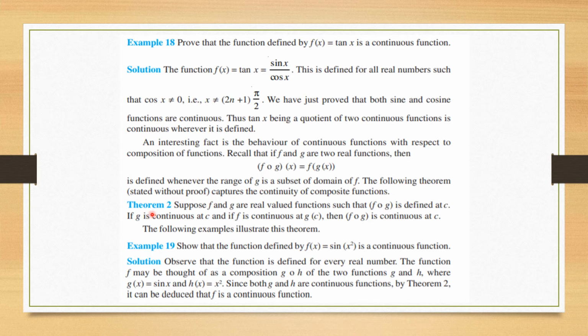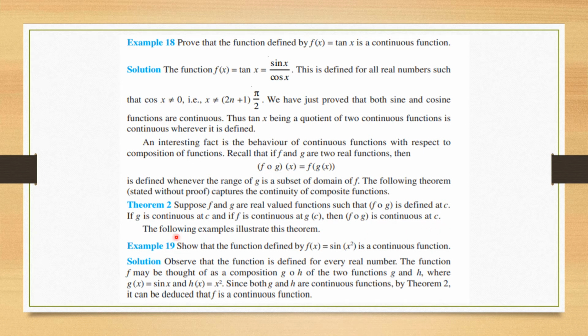Theorem number 2 says that suppose f and g are real valued functions such that f of g is defined at c. Then f of g will be continuous at c if g is continuous at c, and f is continuous at g of c. Then we say this f of g is continuous at x equal to c.